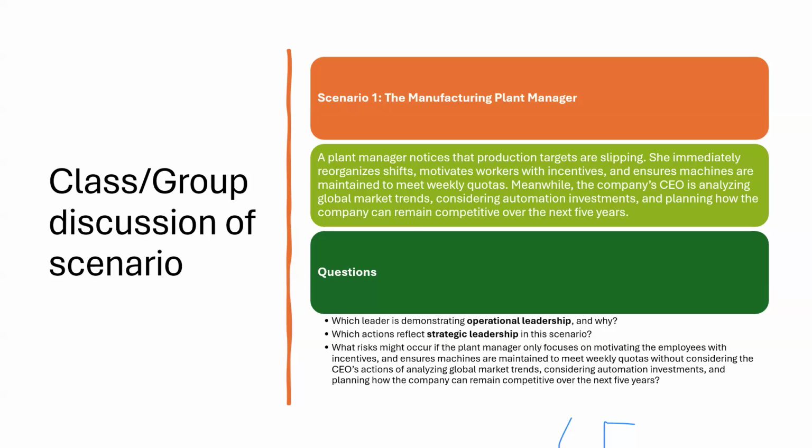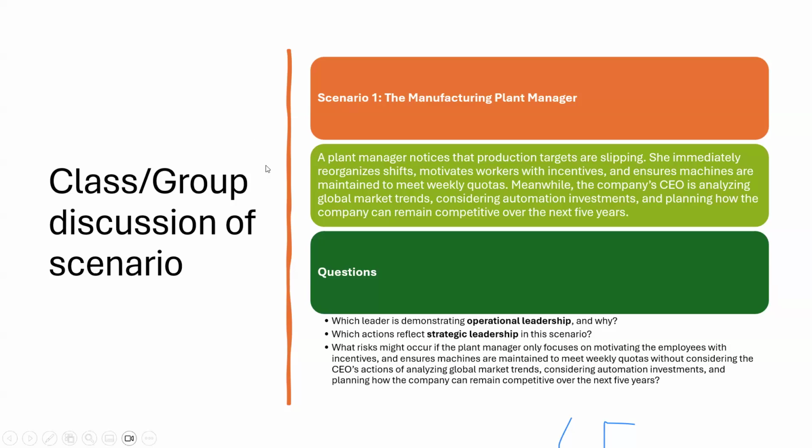Okay, so on the leader demonstrating operational leadership, we are saying from the first line of the passage, the plant manager was able to recognize shifts and motivate workers. So my question is, which leader is demonstrating operational leadership? That's the plant manager. All right. Rosemary, do you agree or you disagree? I agree. Why?